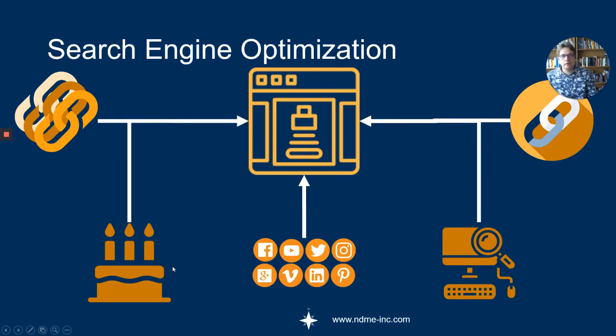Now, search engine optimization is a long game. That's why I've got the birthday cake: the longer you're in the game, the more you optimize, the more you will get a higher quality score, and you will start getting to the top of the page when your search terms are put into Google. And in actual fact, what applies to Google will apply to the other search engines like Bing and Yahoo, etc.